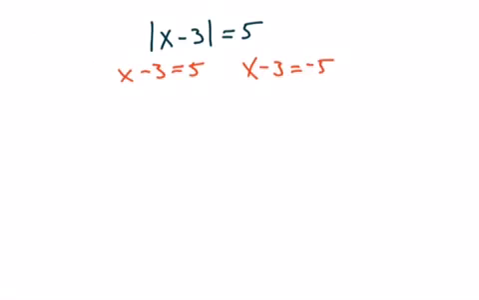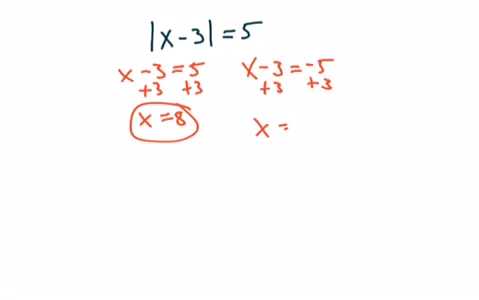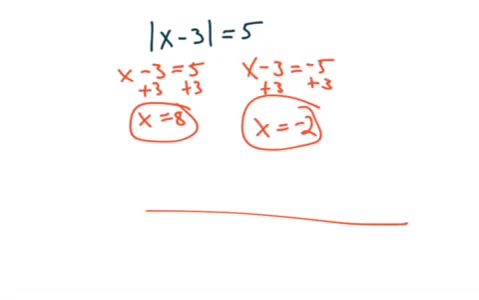So the pattern is to take whatever's in the bars, take them away, and you get 5 and you get negative 5. So adding 3, we'll get x equals 8 for one answer. Add 3, and you get x equals negative 2 for the other answer. So your two answers. Graphing these on the number line, one answer would just be at negative 2, and the other number would be at 8.